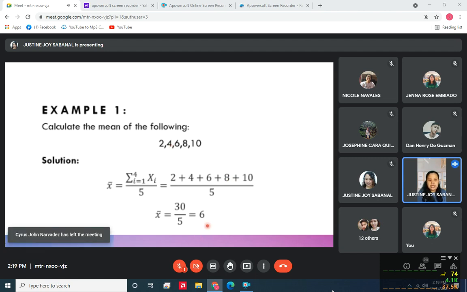So kung mapapansin natin, di ba, nakalay centrally. So kung doon sa ating mga information, ang pinakagitnang information natin ay 6. So pwede pong ang mean ay mismong nasa gitna. Pero may mga pagkakataon na hindi yun nangyayari. So katulad po nitong sumunod nating example.